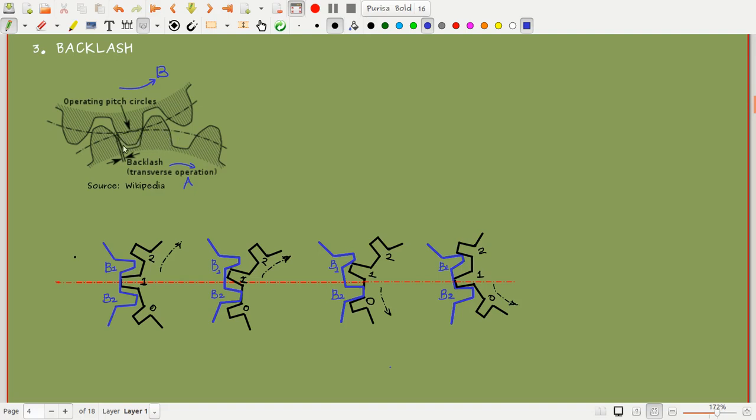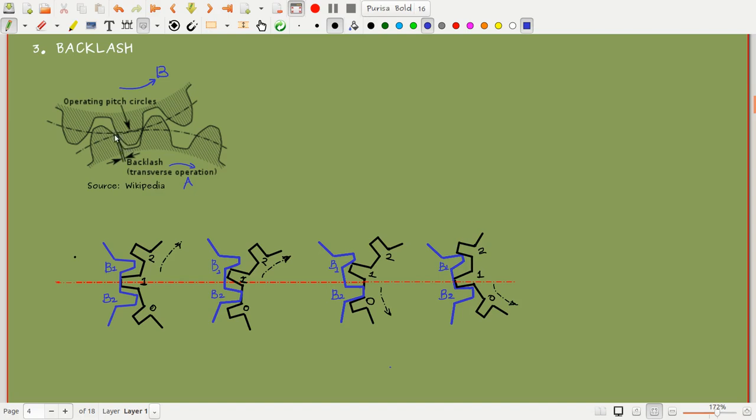If you look closely, we can see that there is a gap between the teeth here. In fact, this gap is called the backlash in gears. So we will see how this backlash causes a non-linearity in the system.